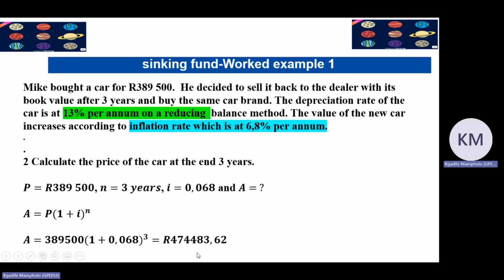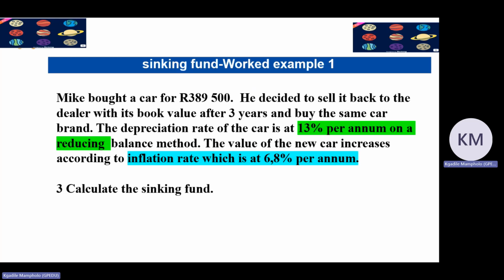Then it means at the time Mike sells his car, it lost value, but the new one, the shop according to inflation, it will be 474,483 rand 62 cents. This will be the price of the new car when Mike sells the old car that he was using.